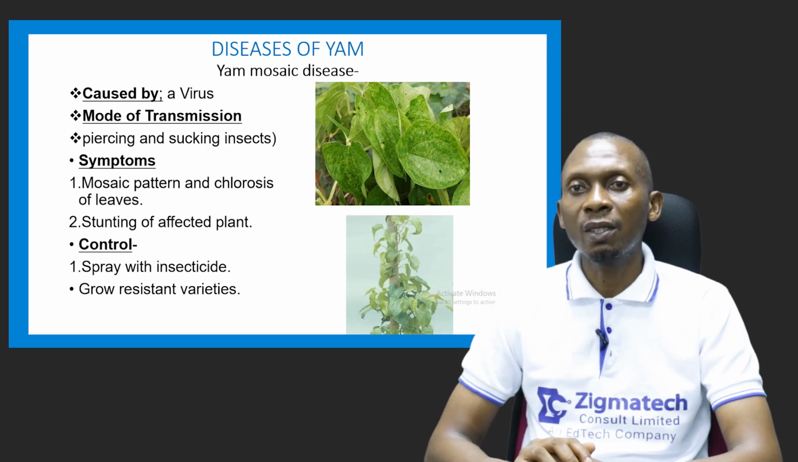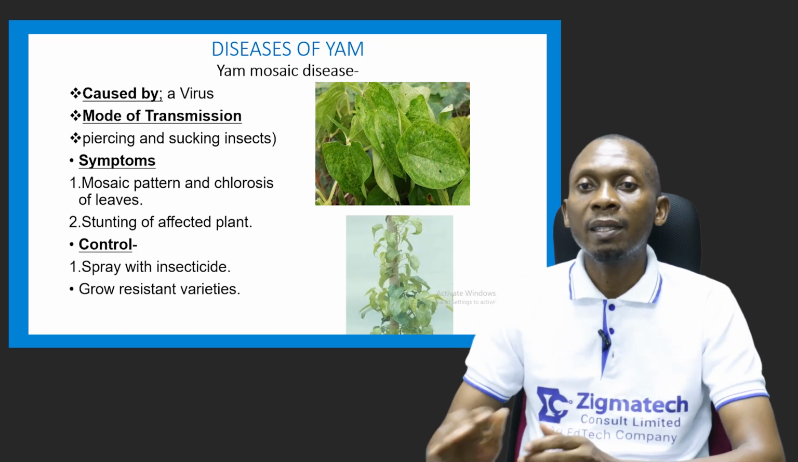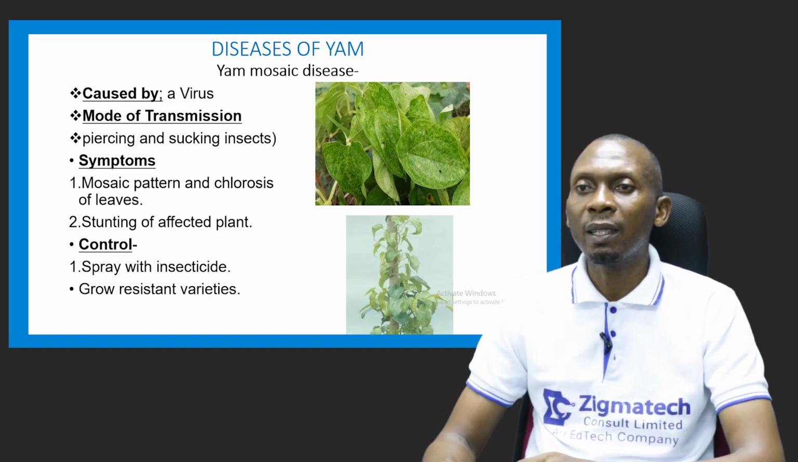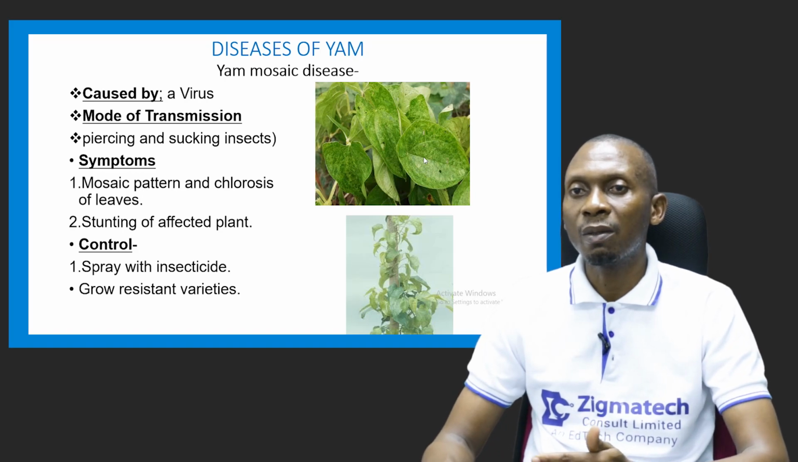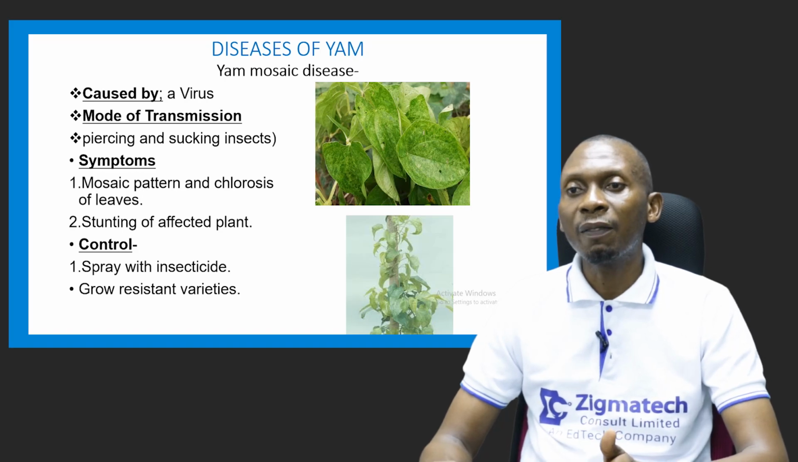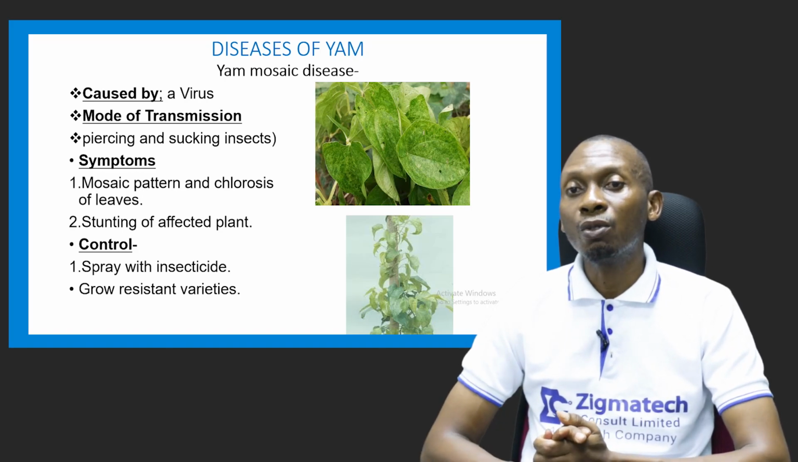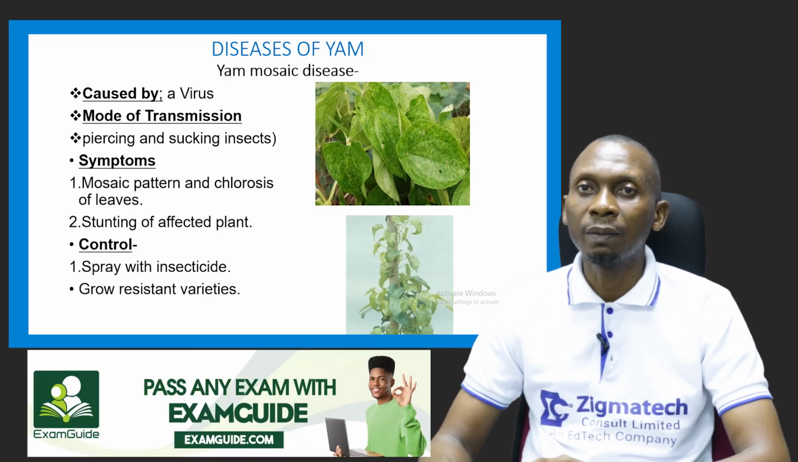Now, yam mosaic disease is caused by a virus and is spread by piercing and sucking insects. You can see the symptoms here are mosaic patterns and chlorosis on the leaves. Chlorosis is loss of the green pigmentation, that's chlorophyll formation. The plant actually loses its green coloration. Then there is stunting of affected plants. And how is it controlled? You need to control the insect vectors, and you can also grow resistant varieties.